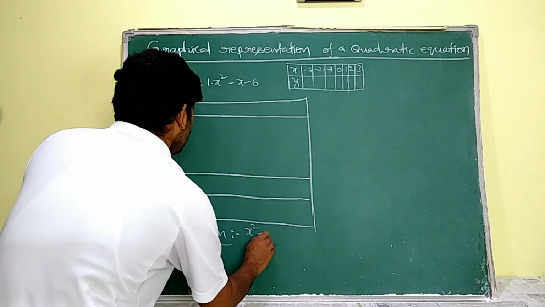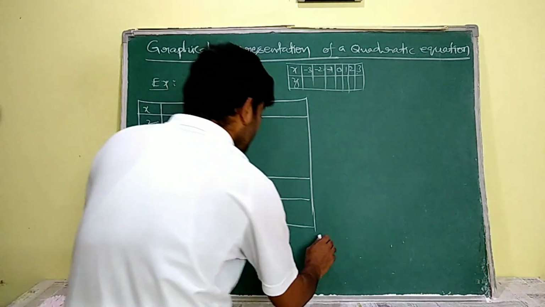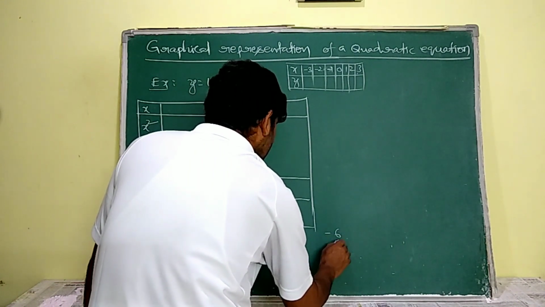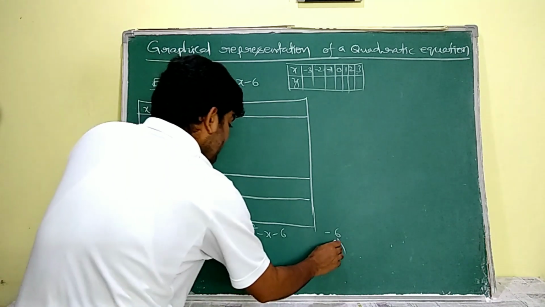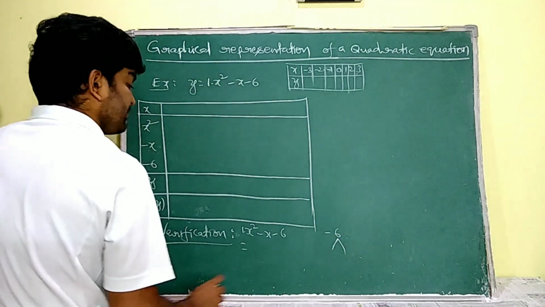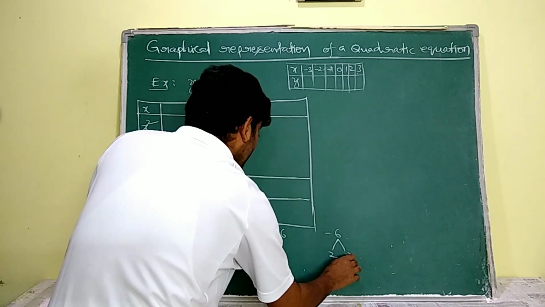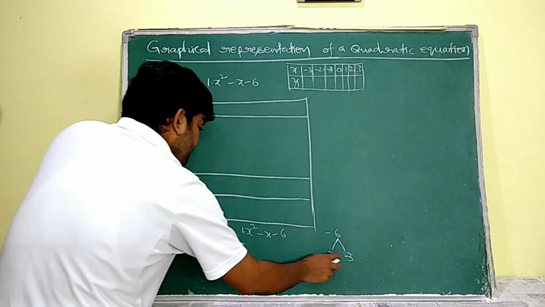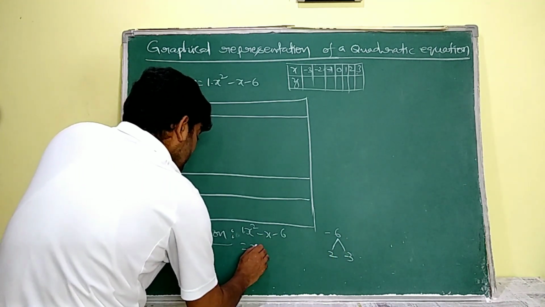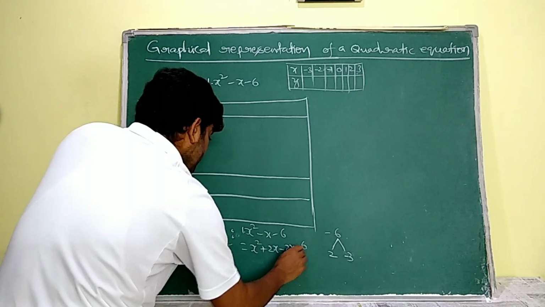See, x square minus x minus 6, this is going to be split into 2. That means you have to do the factorization. This minus 6 is going to be split into two terms, 2 and minus 3. Why? Because 2 into minus 3 gives minus 6, and 2 plus minus 3 gives minus 1. So x square plus 2x minus 3x minus 6.